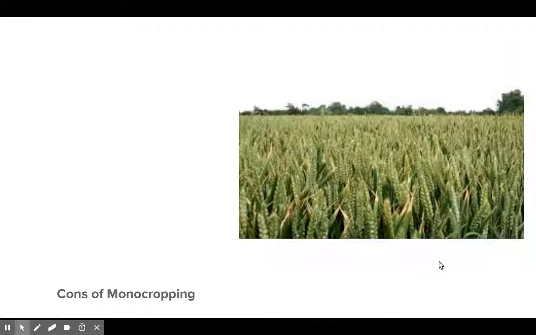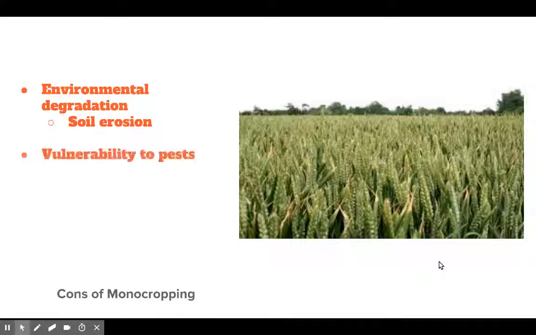As always, there are some cons. It can lead to environmental degradation, loss of biodiversity. Again, when you have one species, you lose biodiversity. Soil erosion can become a problem because fields that are monocropped are ready for planting and harvesting all at once. So soil will be exposed for a long period of time.